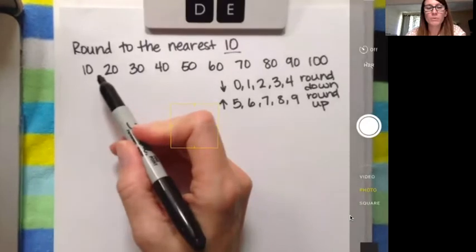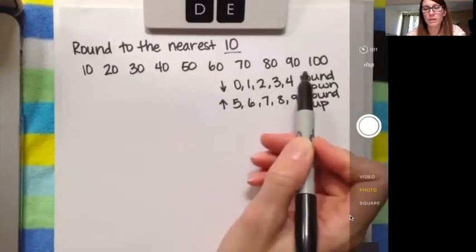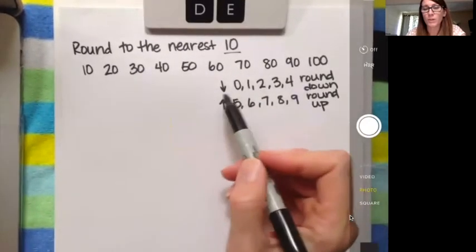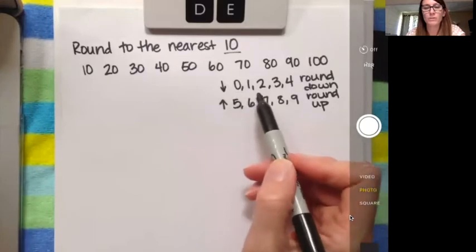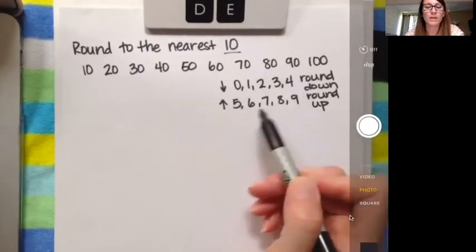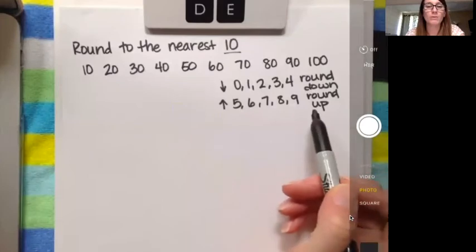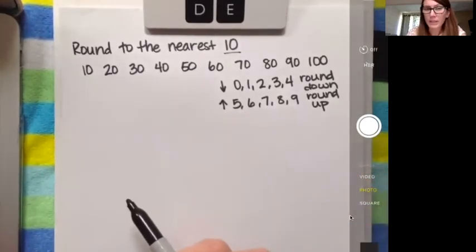We still follow the same rules. We've got our tens written up here just to help us remember. We know that whenever we have a 0, 1, 2, 3, or 4, we round down, and we have a 5, 6, 7, 8, or 9, we round up. But here's the difference.